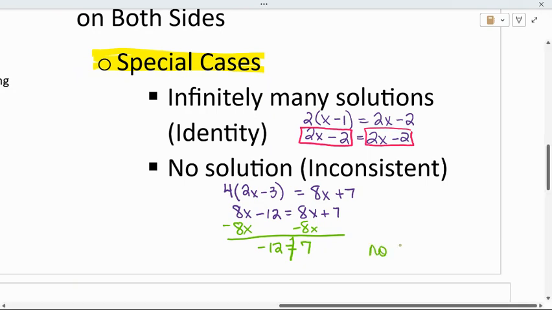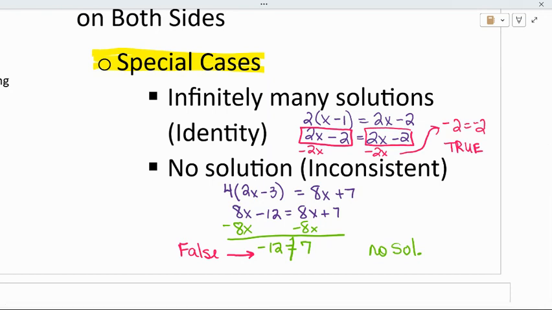This has no solution, right? So when you have something that has no solution, you end up with a false statement. That might help you think about it. This is false. When you have something that has infinitely many solutions, if I had subtracted 2x from both sides here, I would have ended up with a statement that said negative 2 equals negative 2, which is true. Okay? So inconsistent or no solution means you're going to get a false number statement. Infinitely many or the identity means you're going to get a true number statement.